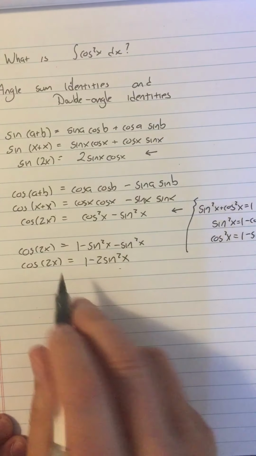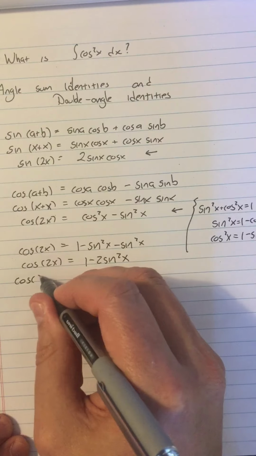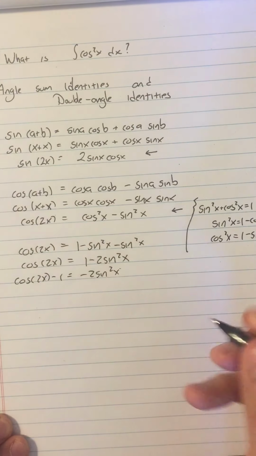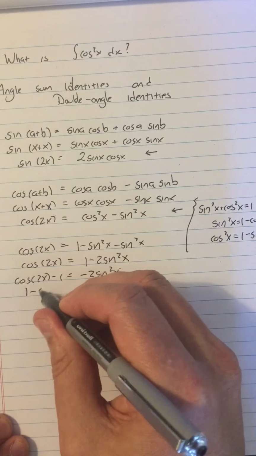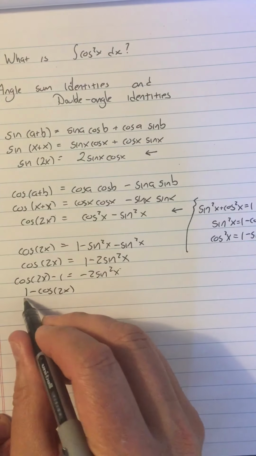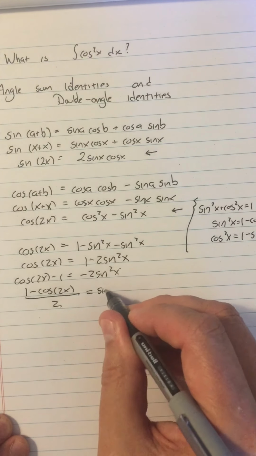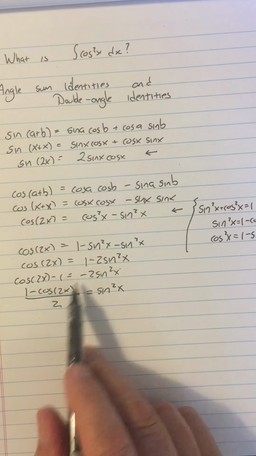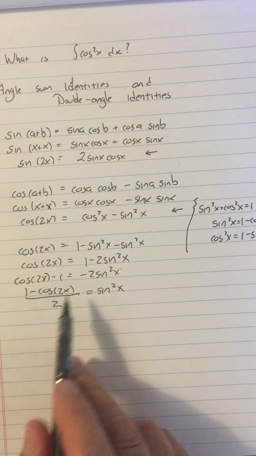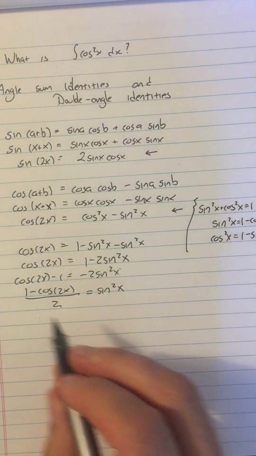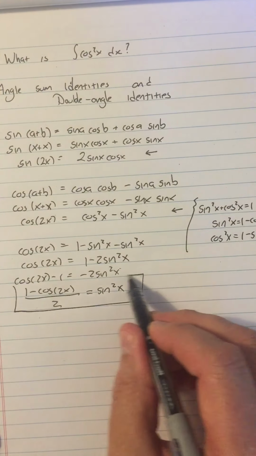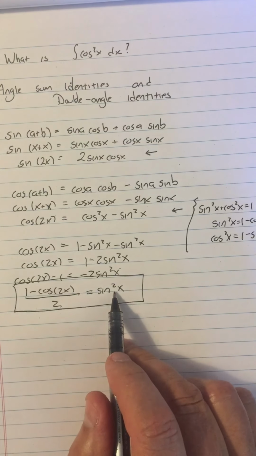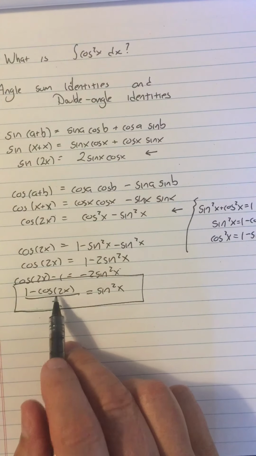So in a way, this equation allows us to turn squares of trig functions into regular trig functions with a linear u substitution that I could easily integrate. So what we want to do is solve this for sine squared. Then I get cosine of 2x minus 1 equals negative 2 sine squared x. So then I can write that as 1 minus cosine of 2x over 2 equals sine squared x. What I've done here is divide by negative 2. Since I divided by a negative, I switched the order of these two and changed the negative to a positive. Now, this is our double angle formula for sine squared. It allows us to reduce a quadratic trig function to a linear trig function.